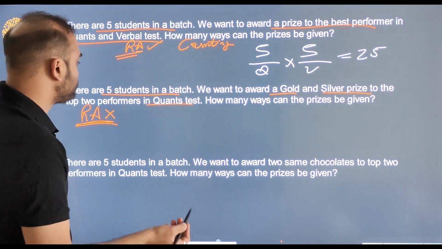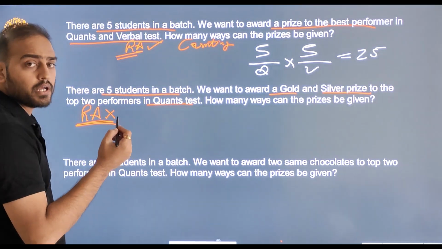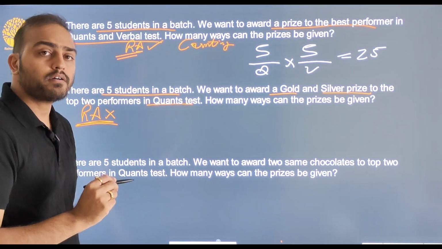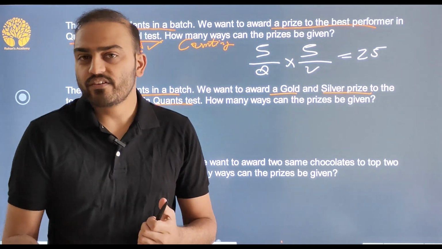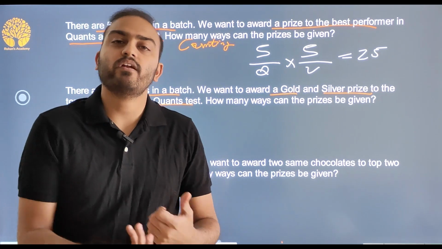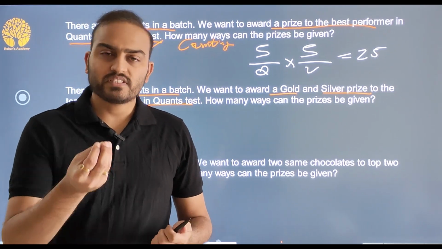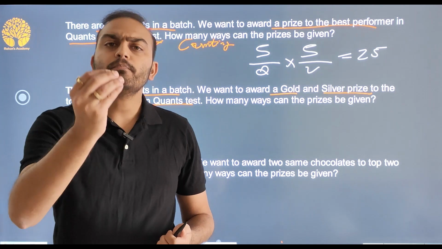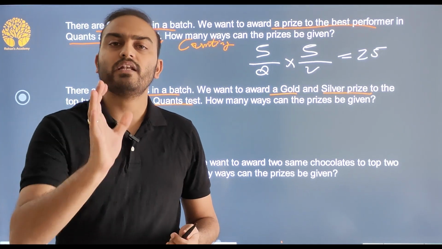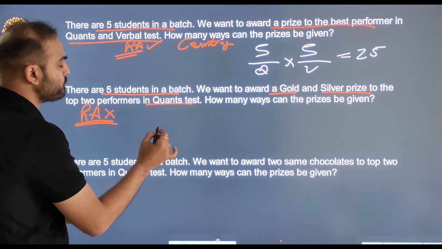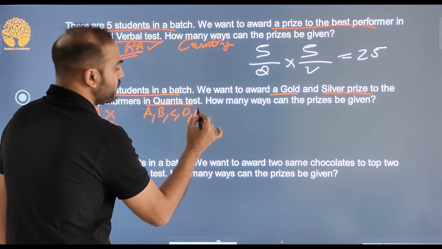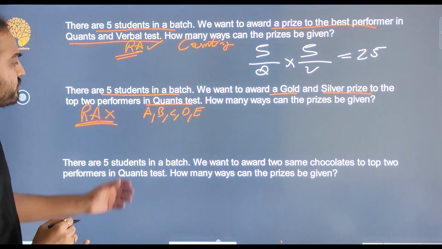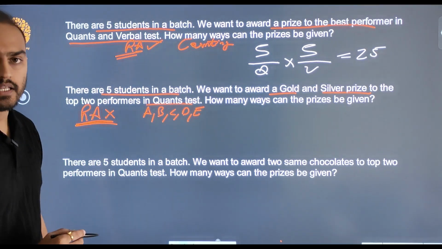So then what do we do? There are 5 students. Does the order matter? Think about it. Another query comes: how do I decide whether order matters or not? The simplest way is to assume an example, a live case. Say for example the students are A, B, C, D and E.